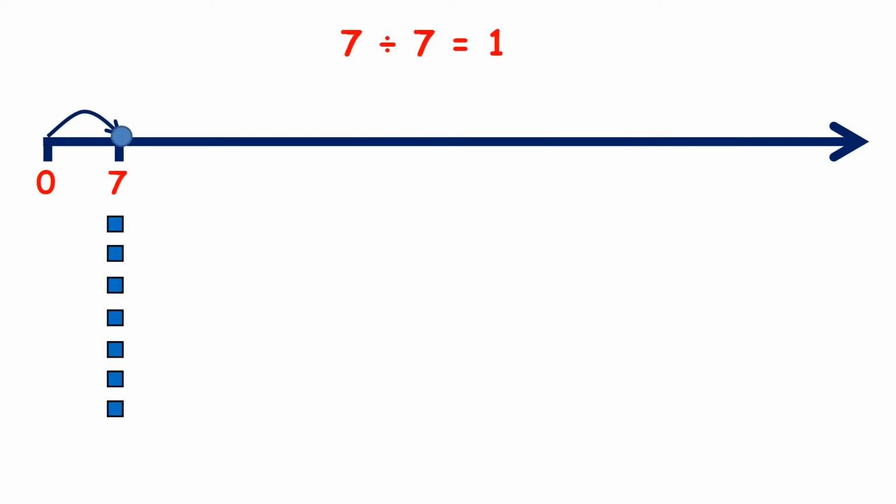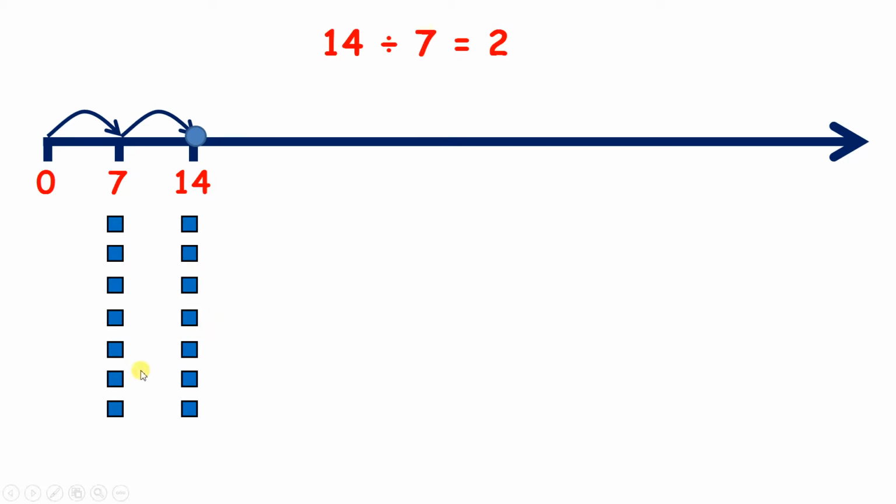Now we're going to learn our division facts for the 7 times table. 0 divided by 7 is 0. 7 divided by 7 is 1. 14 divided by 7 is 2. So if we have 14 blocks, we can make 2 groups of 7.